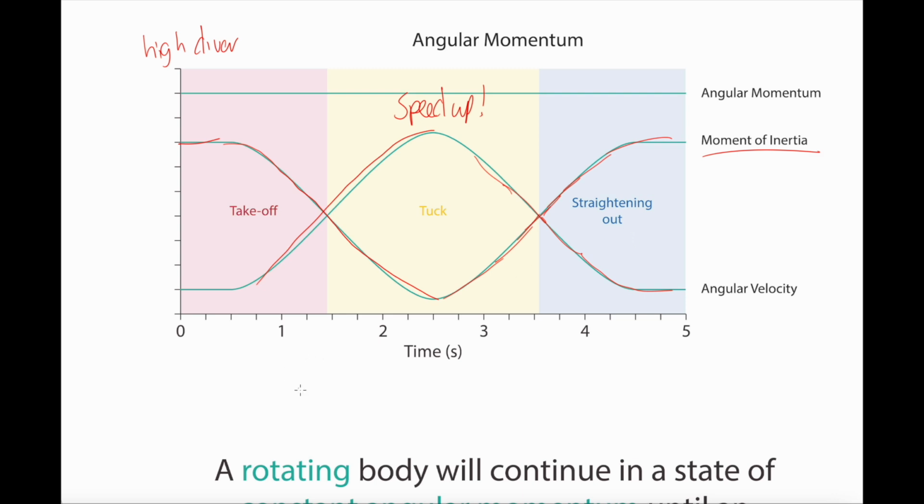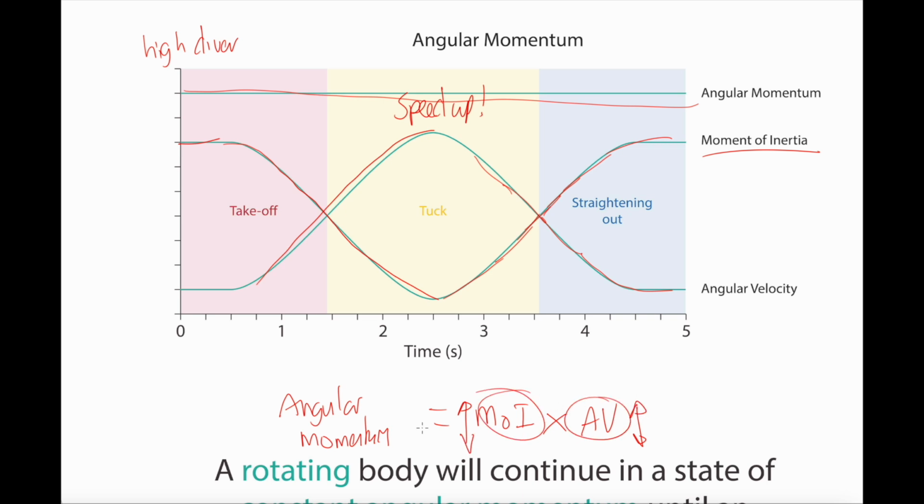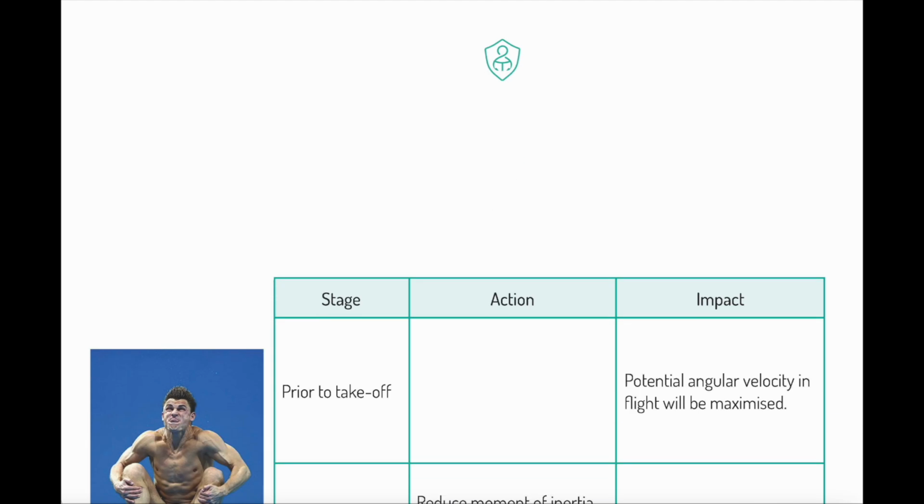Now, the point I want to say to you is that angular momentum, which is conserved, look at that top line on the graph, is conserved during the whole flight. Angular momentum equals moment of inertia multiplied by angular velocity. So if moment of inertia is high, angular velocity is low. If moment of inertia is low, angular velocity is high. These are inverse to one another during flight, during spin. It could be spin on ice, for example. So let's have a look at some examples.